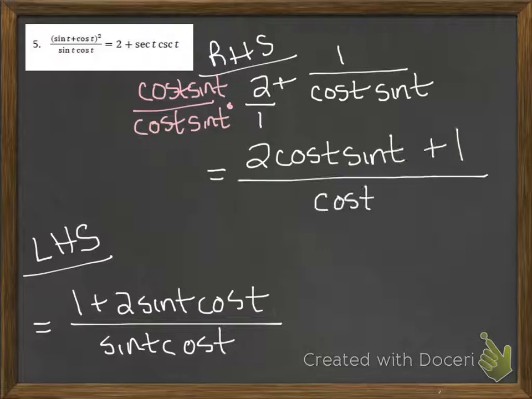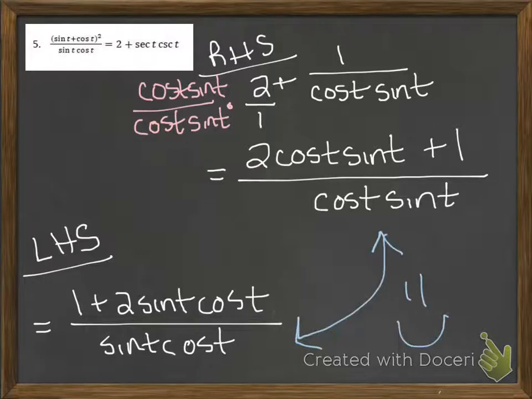Once we combine the two fractions with the common denominator, we can see that we end up with a result on the right-hand side that is the same as the left-hand side. So we're finished.